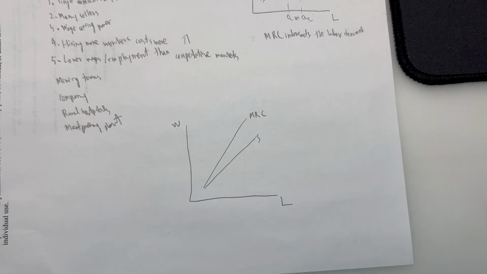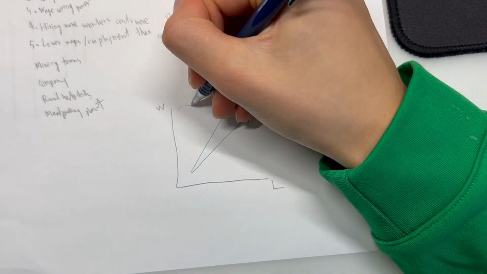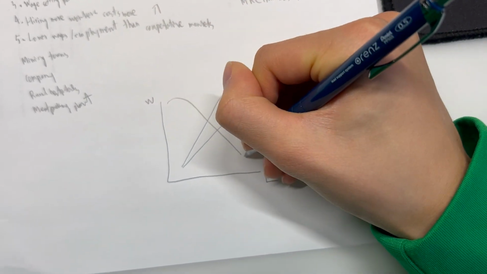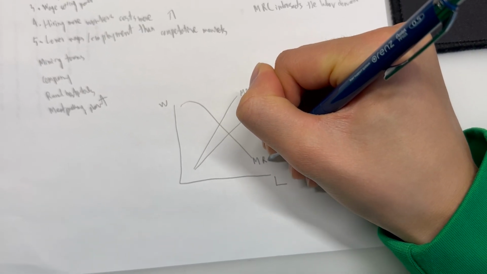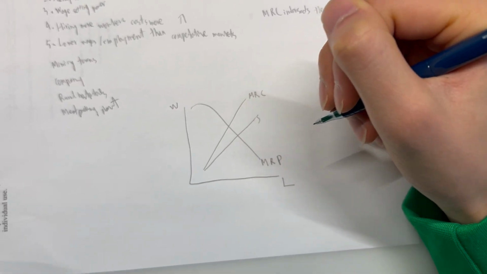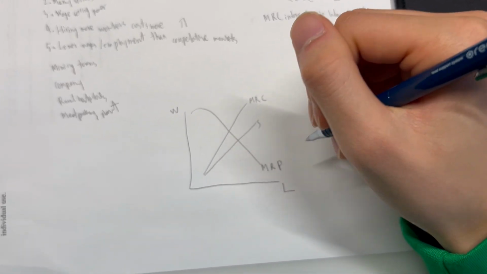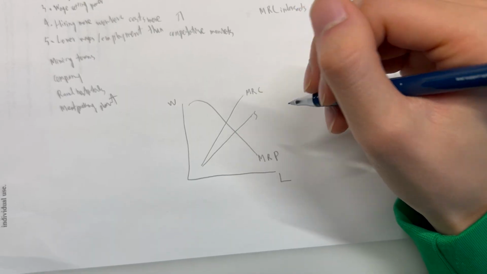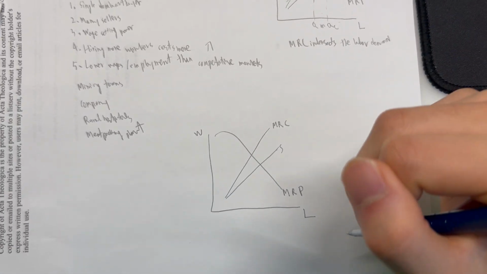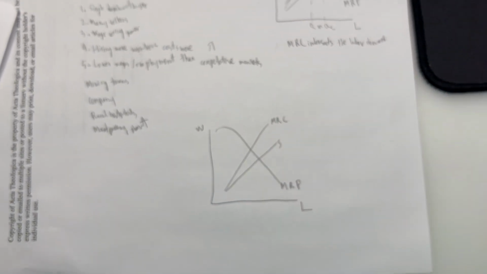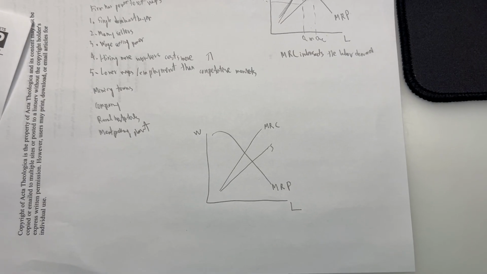And now we're gonna draw the labor demand, which is gonna be like this, also known as MRP. This marginal revenue product is the labor demand curve, showing the value each additional worker brings to the firm.